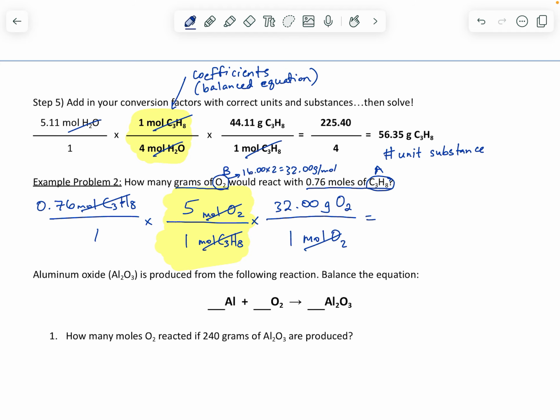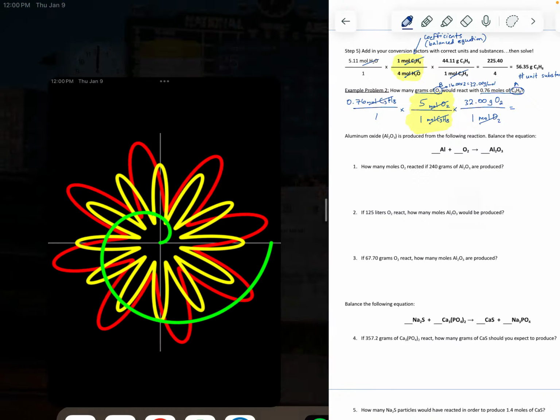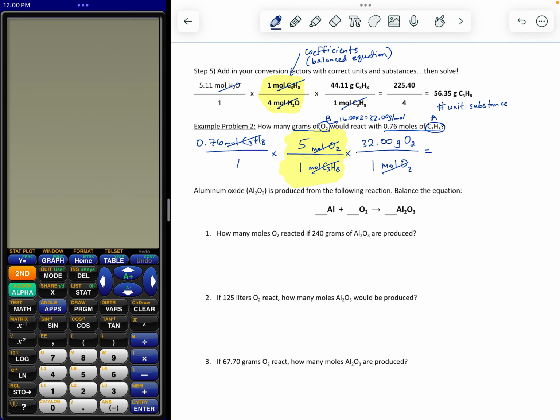And then we solve. So we get, I'll do this one on the calculator here. We have 0.76 times 5 on top times 32. That gives us 121.6 all over 1, because all the numbers on the bottom are 1. That's fun. And then we end up with 121.6 grams of O2. So that is a complete answer there.